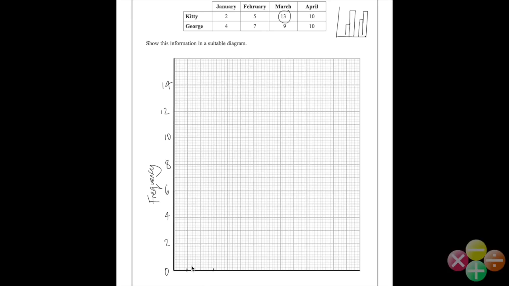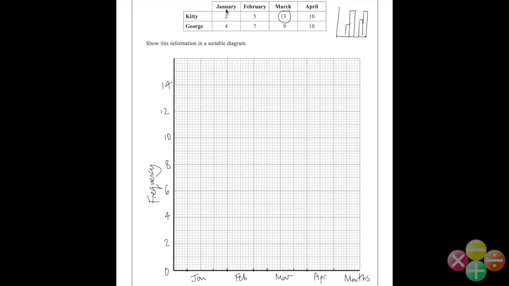So they're going to be the two bars, Kitty and George, for January. Then I leave a gap, and then we're going to have February. Then I leave another gap, we're going to have March, and then leave a gap, and we're going to have the two bars for April. Now the reason I'm leaving gaps is because the data is discrete. So label that axis months, and then we can set to work at drawing our bars.